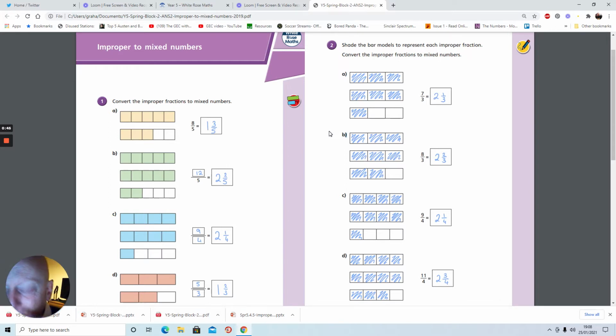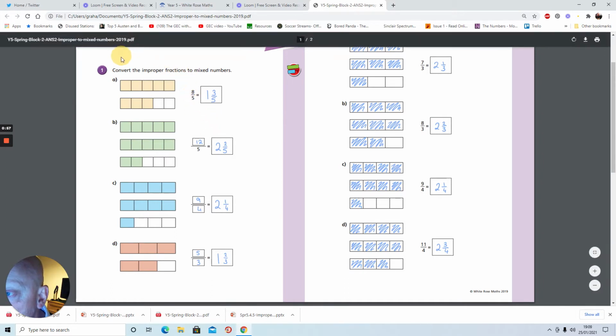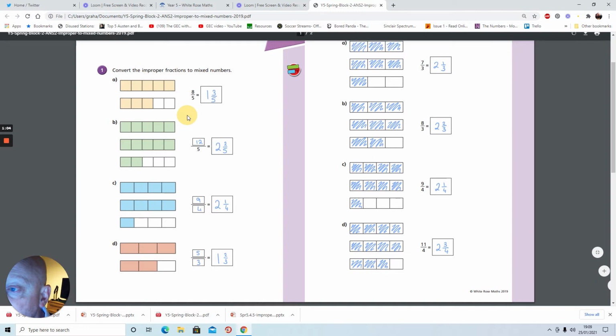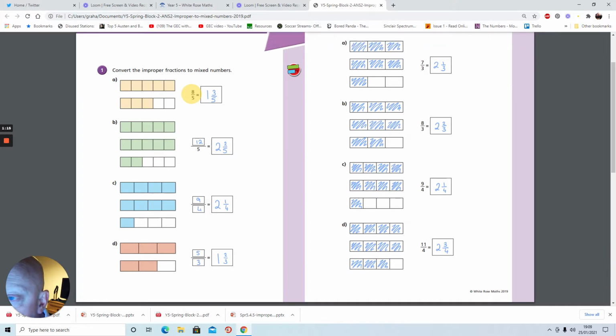So the first one, question number 1. I like these because it's nice and visual, and I like it when it's nice and visual like that. So you can see we've got 8 fifths, and we know there are 8 fifths because they're in fifths. So 1, 2, 3, 4, 5. We know that because that's the whole shape, okay? And how many are shaded in? 1, 2, 3, 4, 5, 6, 7, 8. There are 8 fifths, which is what's showing here. And of course, we don't leave it like that because that's an improper fraction, so we need to convert it.